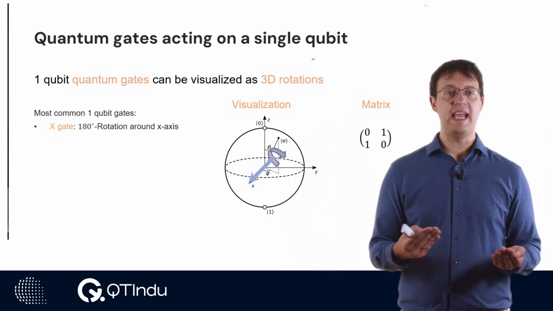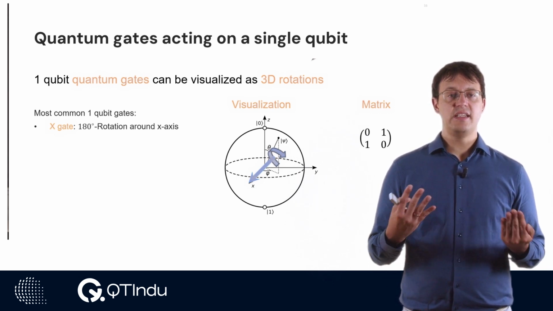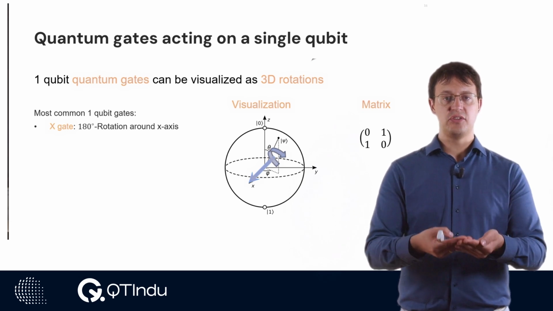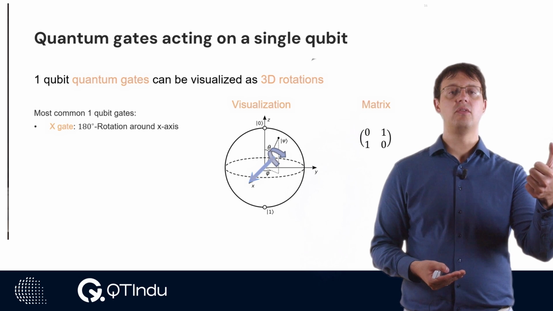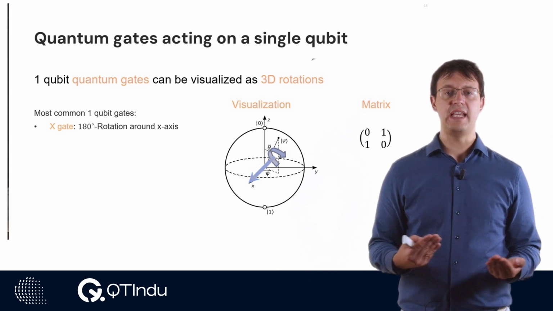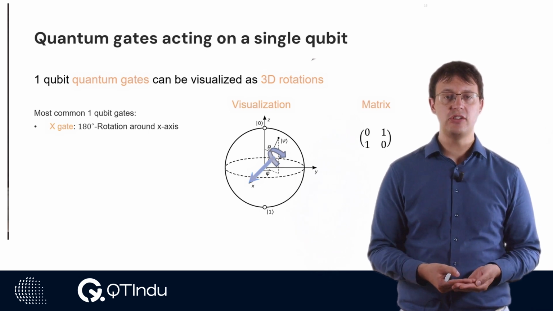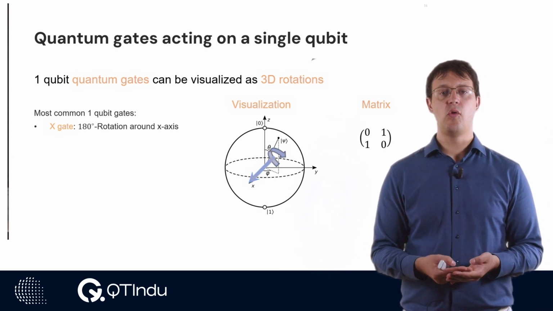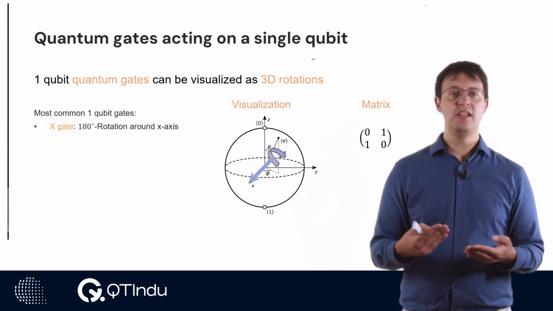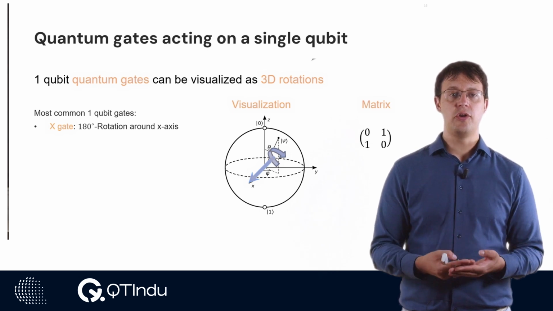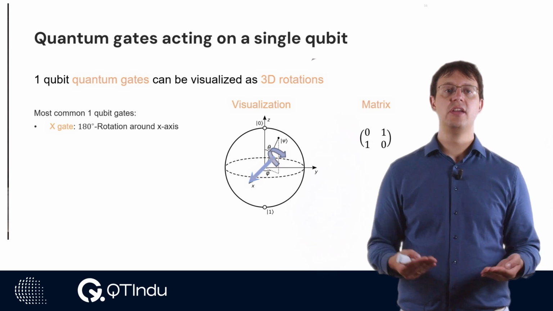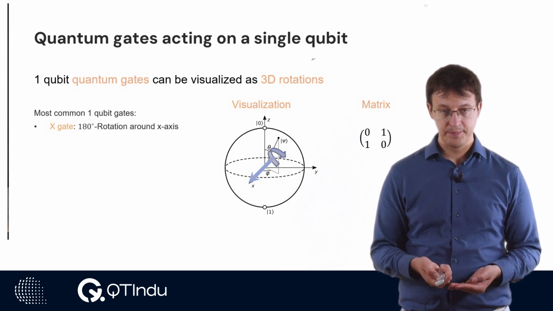We will start with the X gate. The X gate is a 180-degree rotation around the x-axis. So you can visualize it by taking your state on the Bloch sphere and rotating it by 180 degrees around the x-axis. The matrix representation of this quantum gate is 0, 1, 1, 0. If you look at this matrix, you also see it resembles the classical NOT gate. So the X gate is the quantum analogue of the classical NOT gate.